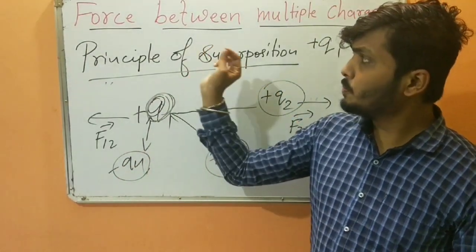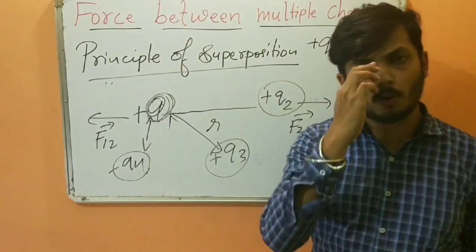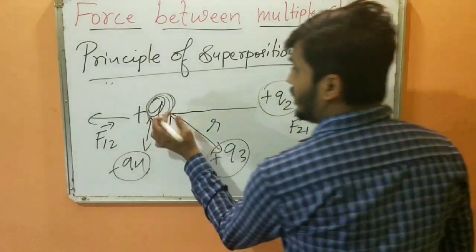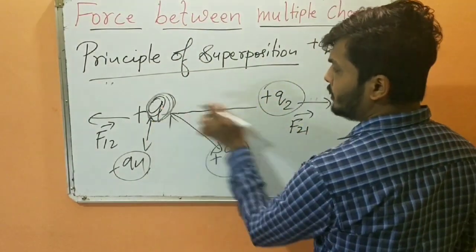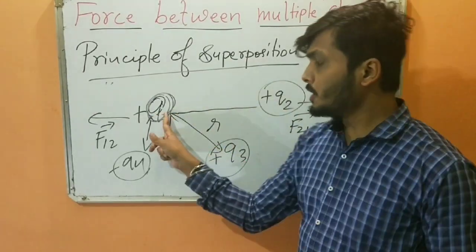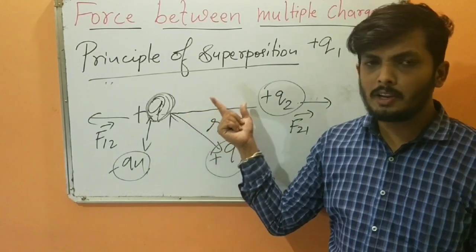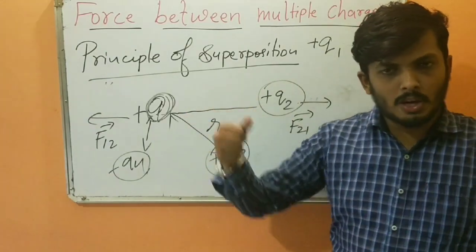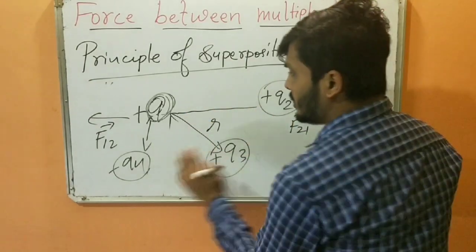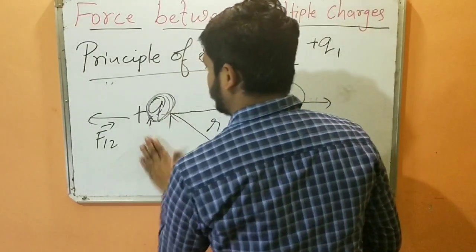But the principle of superposition tells us the most important thing. See here, there was an electrostatic force of repulsion between these two charges. Plus Q1 was repelling plus Q2 with a certain magnitude and in one particular direction. They were going away from each other. But if a third charge comes, forget this Q4 for the time being.